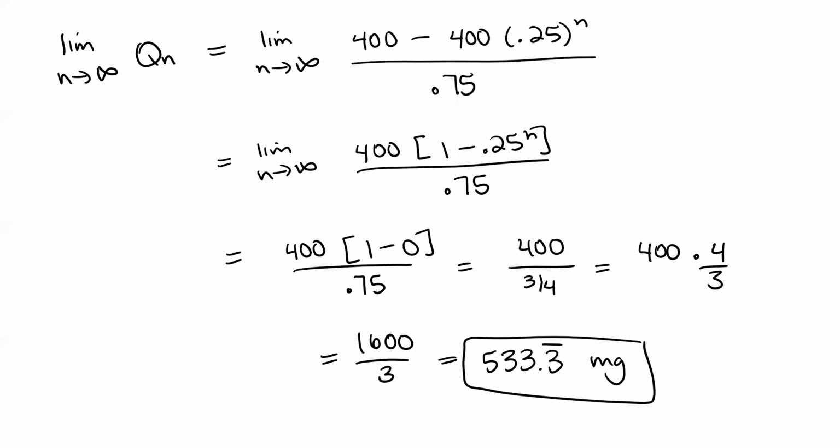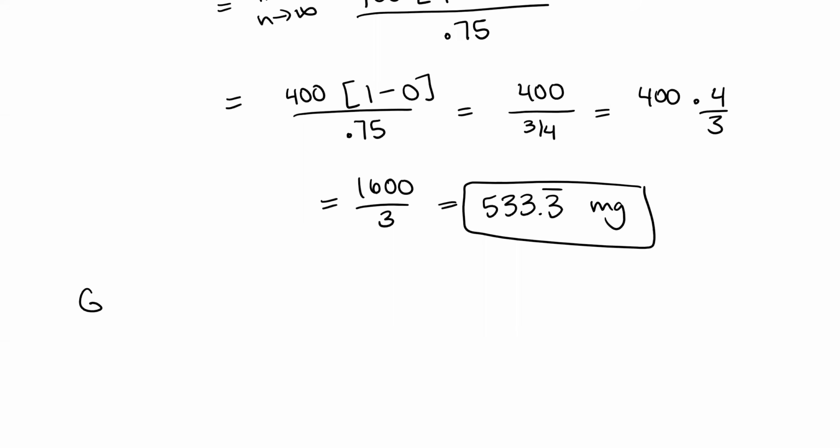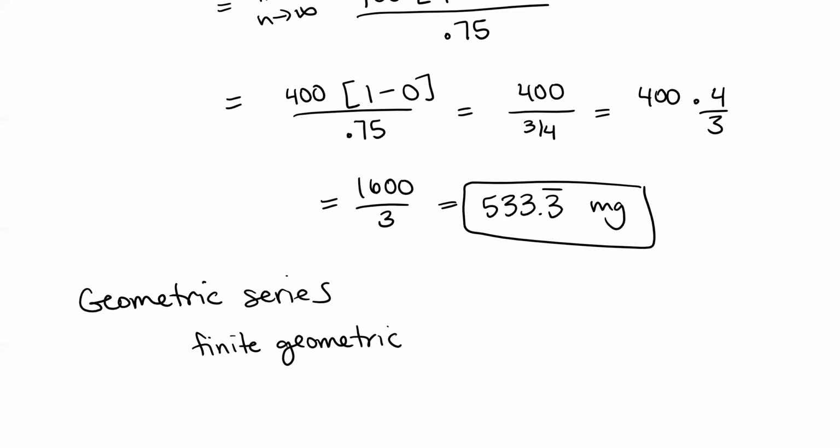Okay, so this type of series has a special name. We call this a geometric series. And we can have two types of a geometric series. We can have a finite geometric series, meaning that we're adding up a finite number of pills, or we could have an infinite geometric series.